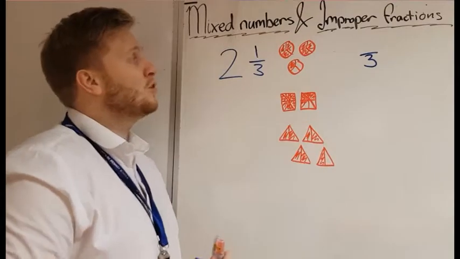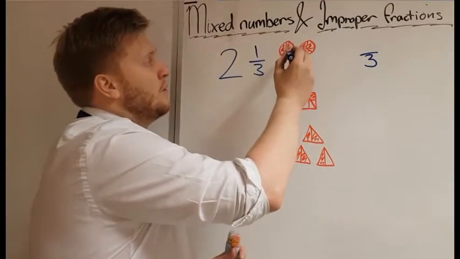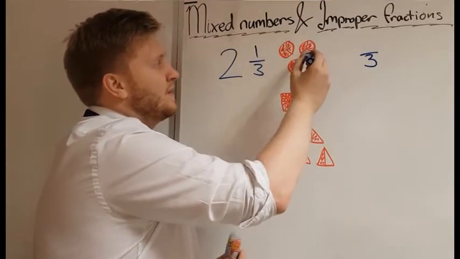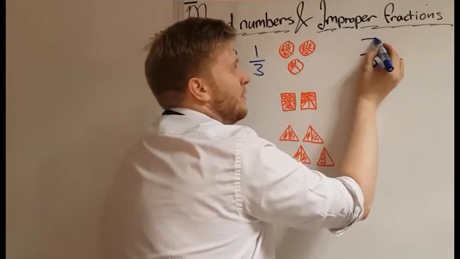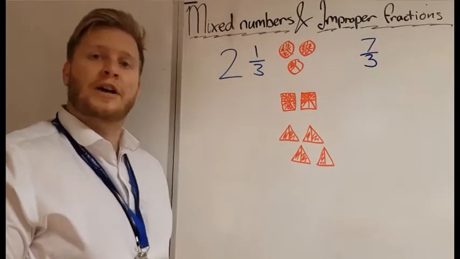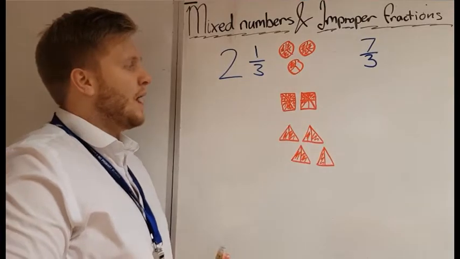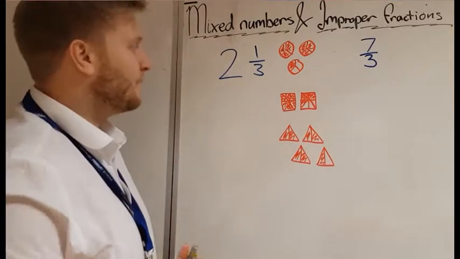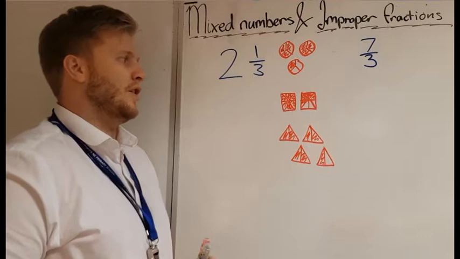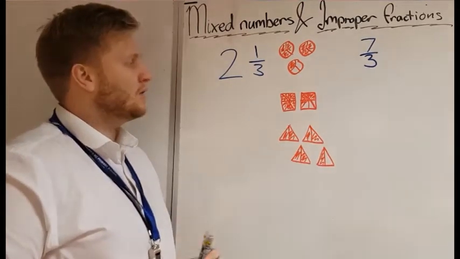Again, with that one, you would just count 1, 2, 3, 4, 5, 6, 7. So our improper fraction will be 7/3. Okay, now we've got a square here. I'll just go through this one straight away because it's quite hard to see. Broken into 8 equal parts.